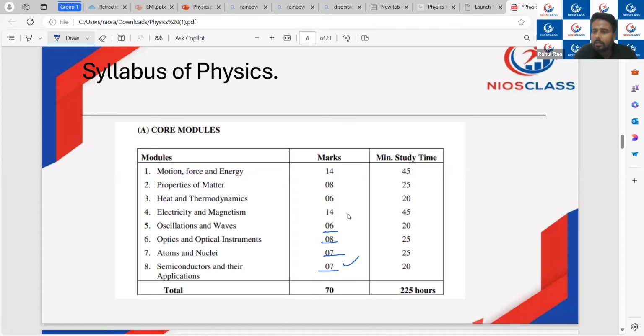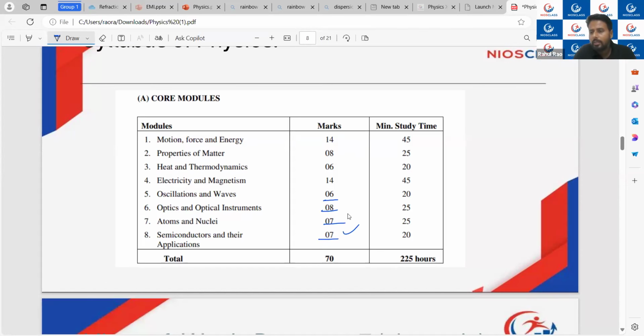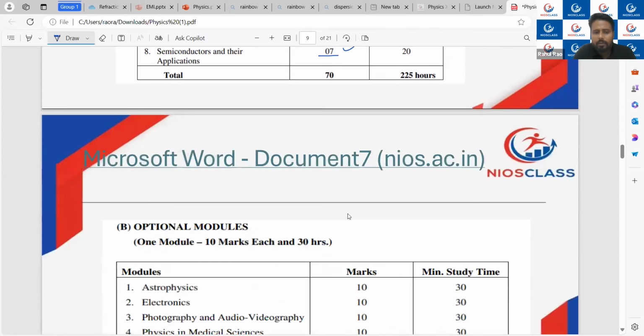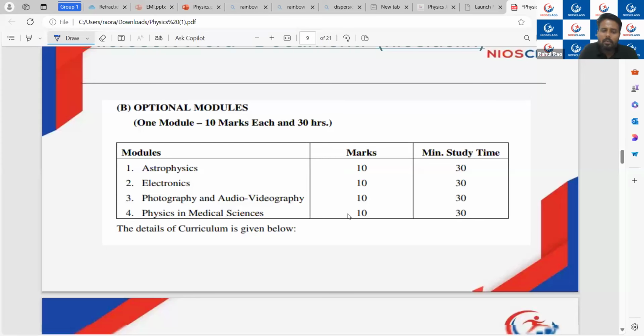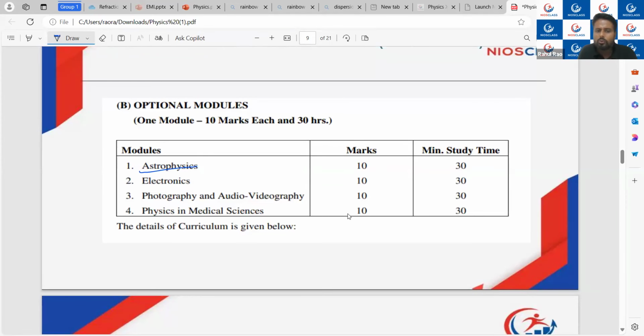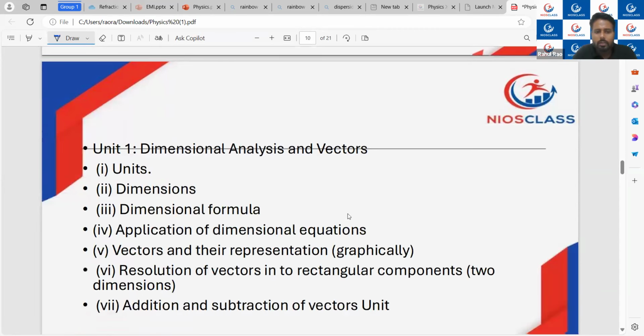But from this syllabus, they will not ask all the chapters in the public exam. Some chapters are in the TMA, and some chapters will be in the public exam. Correct? The optional subjects are these: astrophysics, electronics, photography, audio videography, physics in medical science. These are the optionals for 10 marks, and as per your interest, you can choose any one. Generally, I prefer electronics because it is good, and you can easily score in it.